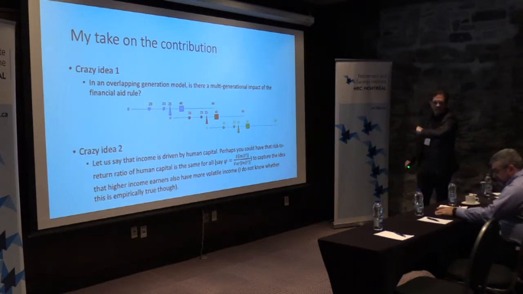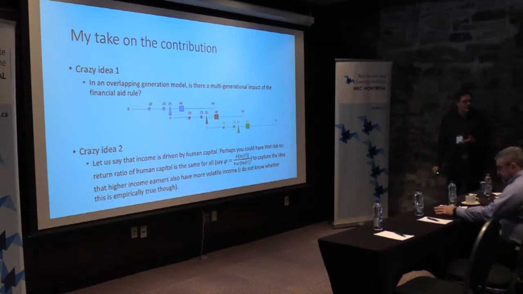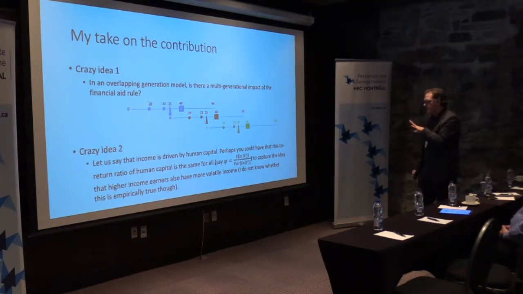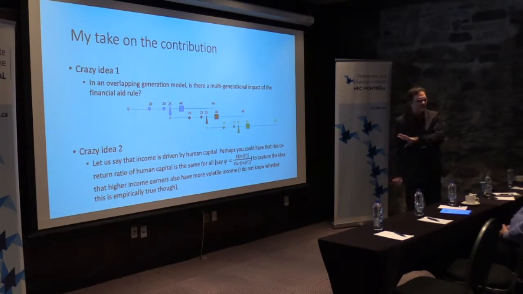Finally, the one last thing, and I say I'm down to zero, human capital return. So perhaps if we do believe that human capital is like any other capital, higher income is higher volatility, well, maybe you could just add this as one way to run the system and capture the idea that higher income earners have more volatile income. But again, I'm not sure this is empirically true, but you know, would be fun to look at.